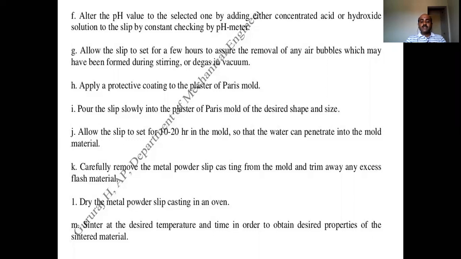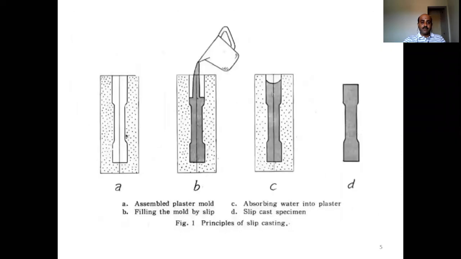Dry the metal powder slip casting in an oven. Then sinter at the desired temperature and time in order to obtain the desired properties of the sinter. So you have to sinter it at the desired temperature.